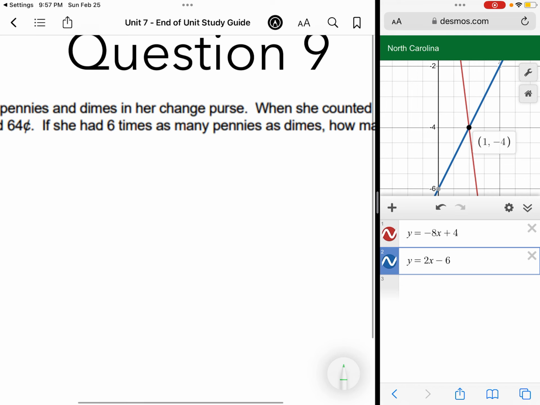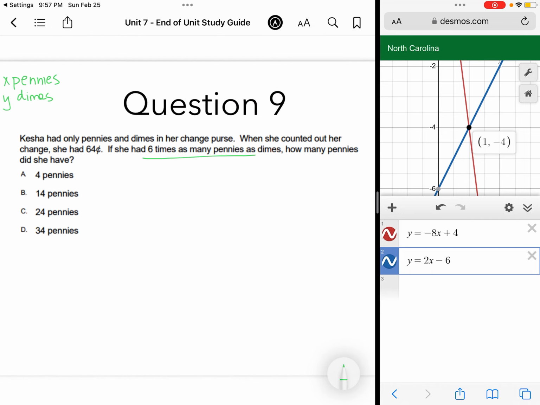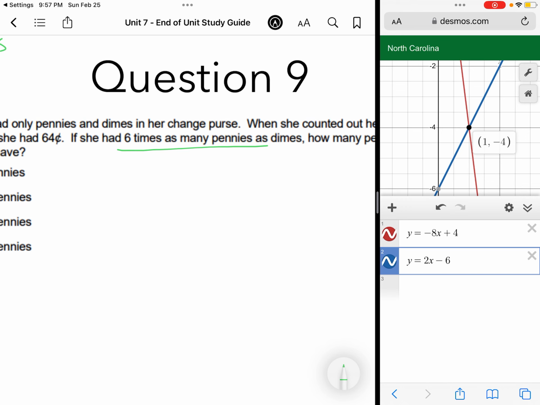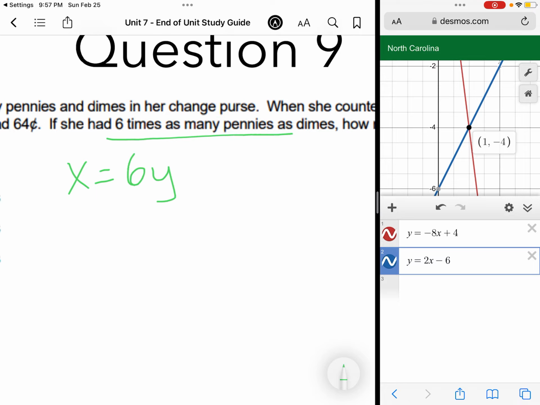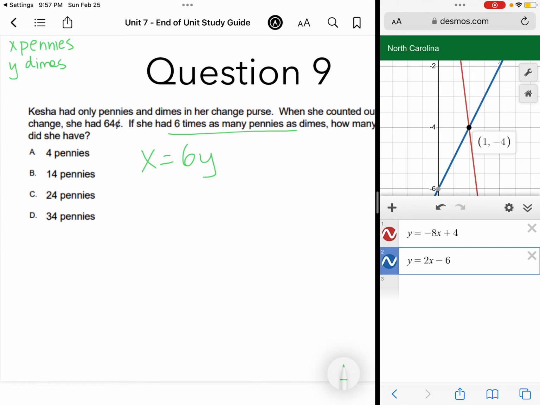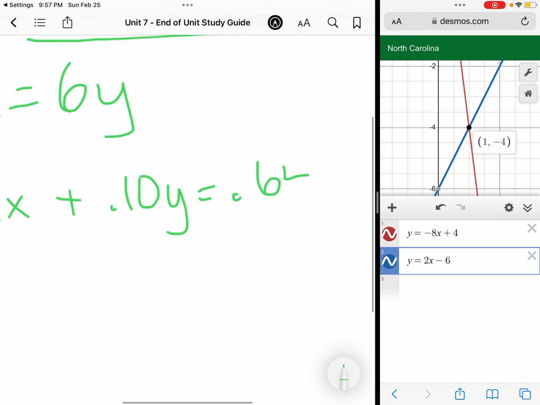6 times as many pennies as dimes. So if I multiply the dimes by 6, I'll get the pennies. So x equals 6y. When she counted her change, she had 64 cents. So 0.01x plus 0.10y equals 0.64.